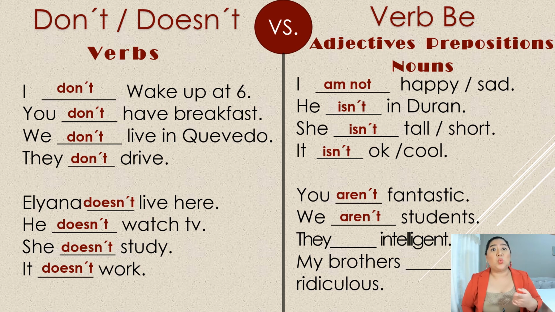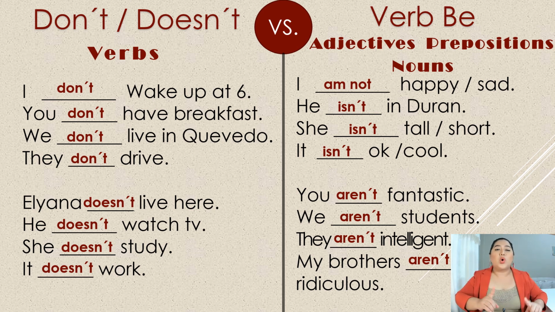We aren't students. We are friends. Or they aren't intelligent. They're not. Yeah. And finally, my brothers, of course, my brothers aren't ridiculous. They're smart. So yeah, that's it.